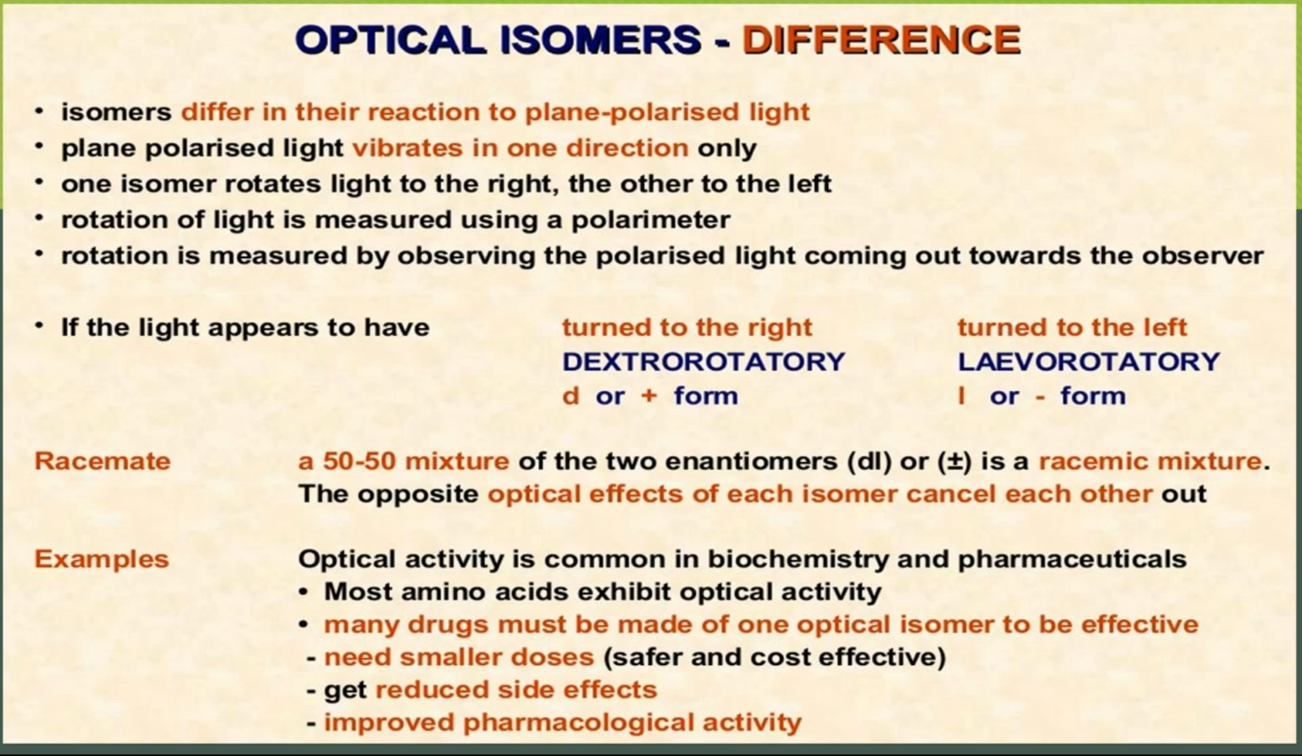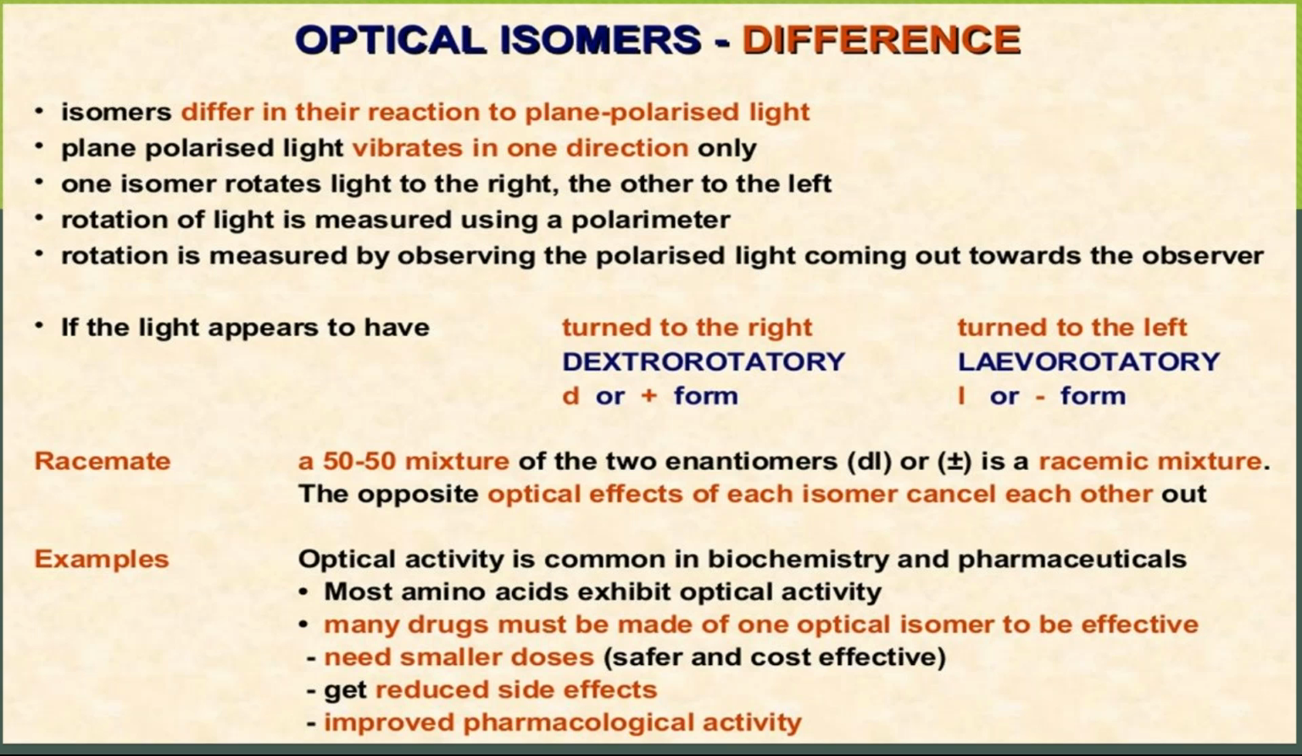So what do you mean by racemate? Racemate means it's a 50-50 mixture of the two enantiomers, that is both D and L, or plus and minus. If you have an equal mixture of both dextrorotatory and levorotatory compounds, it is termed a racemic mixture. The opposite optical effects of each isomer cancel each other out. Hence, the racemic mixture will not have optical activity because one will cancel the other.